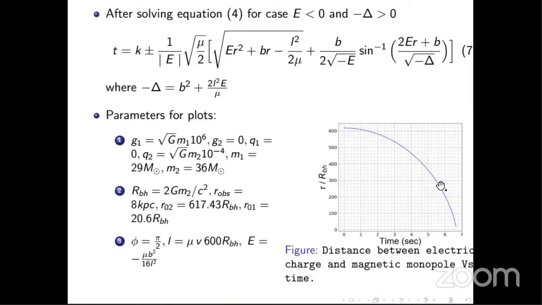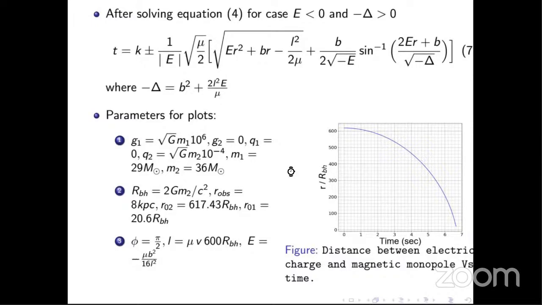And one can work out that if you consider a simple case of a monopole, that means the electric charge of particle 1 is 0, just magnetic charge is present, while the second particle has electric charge, no magnetic charge. And the mass of particle 1 is 29 solar mass and particle 2 is 36 solar mass. You can guess that these masses have been chosen because these were the first case of gravitational waves detected, two black holes weighing 29 solar mass and 36 solar mass. And one can work out exactly the trajectory without taking the radiative back reaction due to electromagnetic waves and gravitational waves.